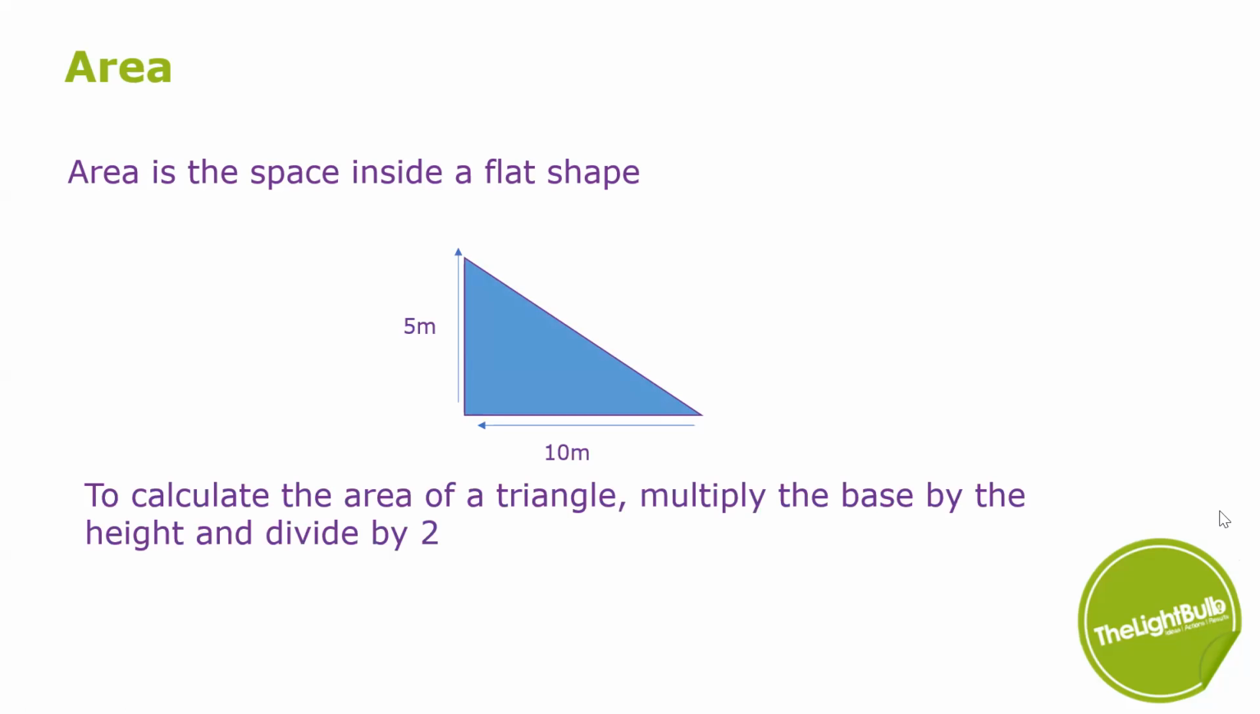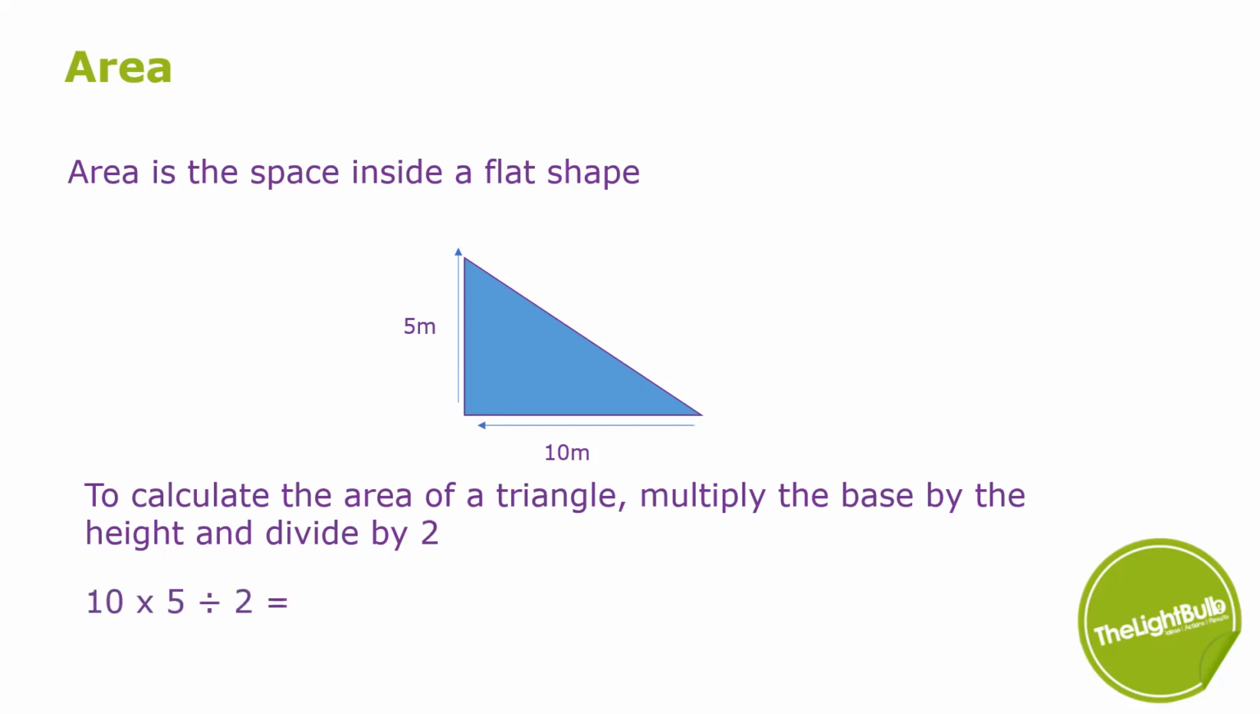Now, to calculate the area of a triangle, what we do is we multiply the base by the height, and then we divide this by 2. So just to reiterate, there's a little bit of triangle language, if we can call it that. The base is what the formula uses, and it's essentially the bottom of the triangle. It's the base, and the height is what we might call the width, had this been a rectangle. So essentially, multiply the base by the height, and then divide your answer by 2 at the end.